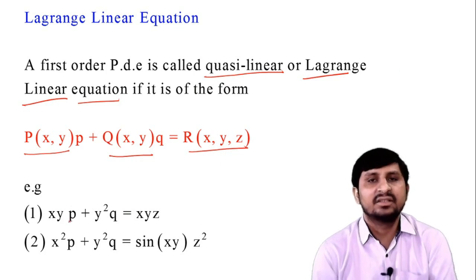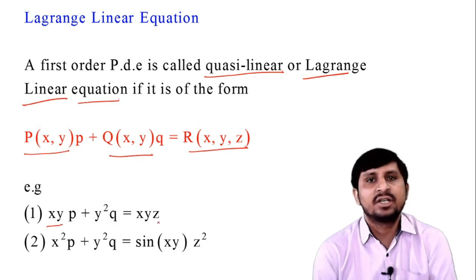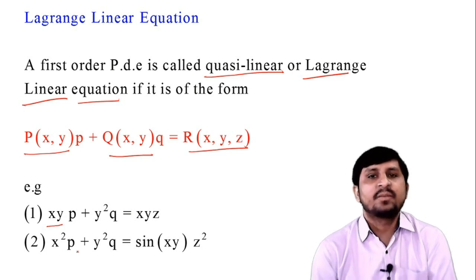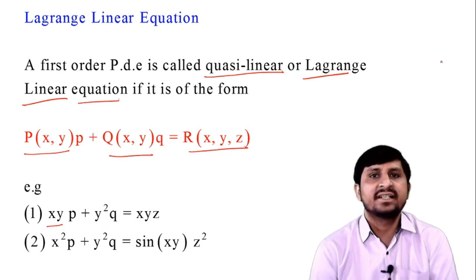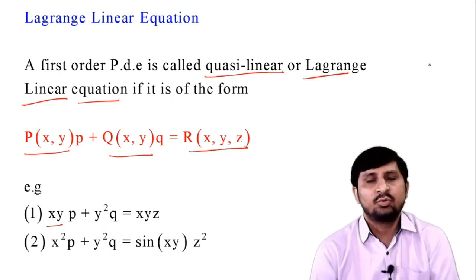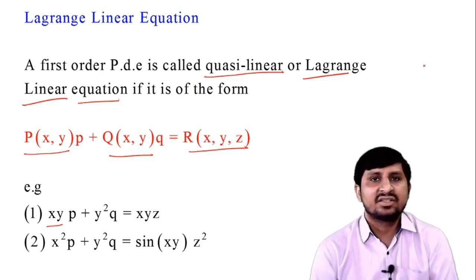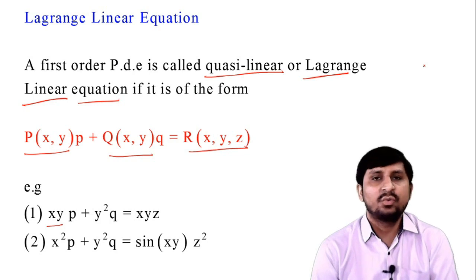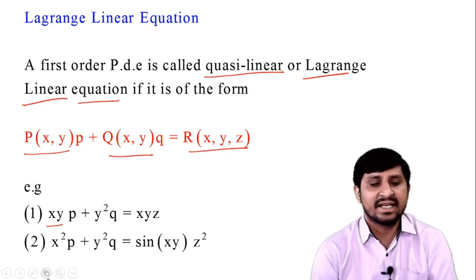As for example, you can see xy into p plus y square into q is equal to xyz, and the second example I mentioned here, x square p plus y square q is equal to sine xy into z square. So you can easily understand that these are two examples of Lagrange linear equation. Now next I want to explain how we can solve this type of Lagrange linear equation. So that is our next process.